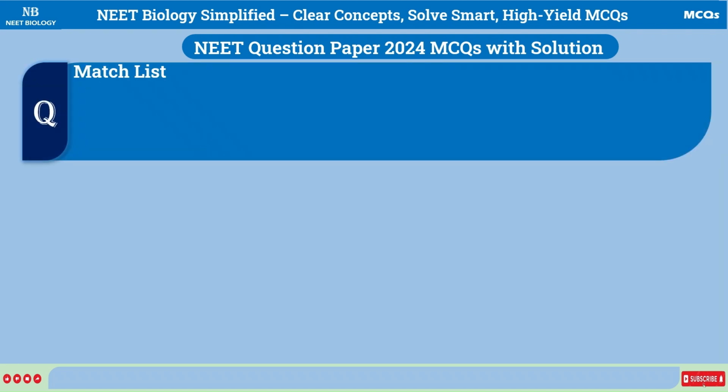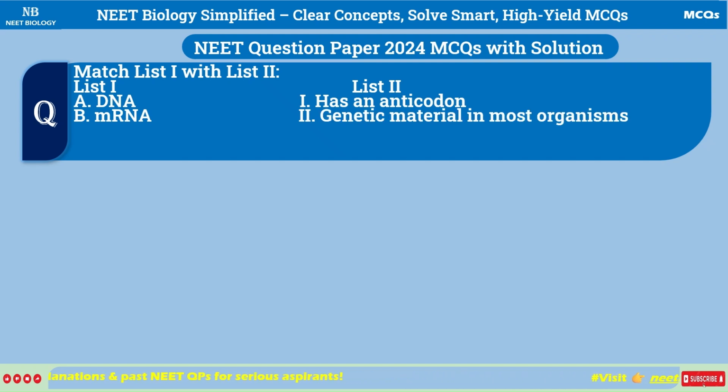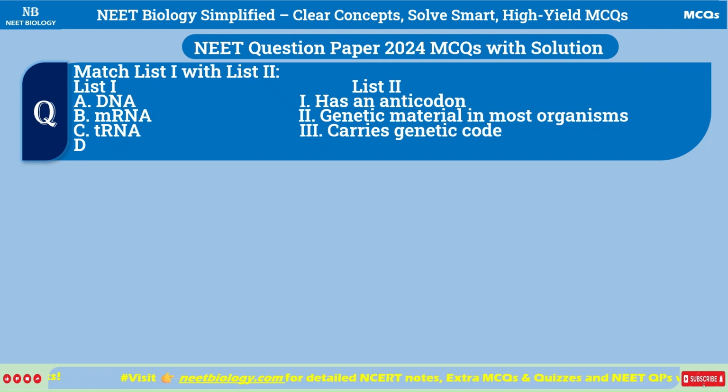Match list 1 with list 2. List 1, list 2. A. DNA, 1. Has an anticodon. B. mRNA, 2. Genetic material in most organisms. C. tRNA, 3. Carries genetic code. D. rRNA, 4. Site of protein synthesis.